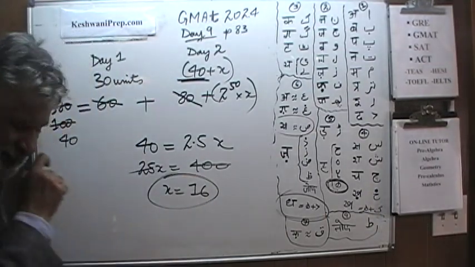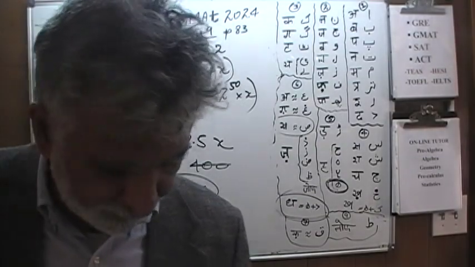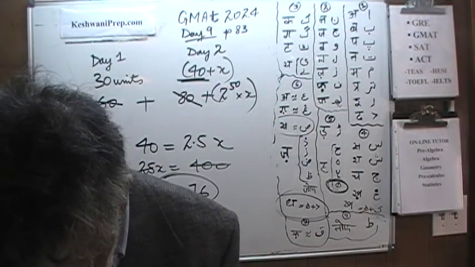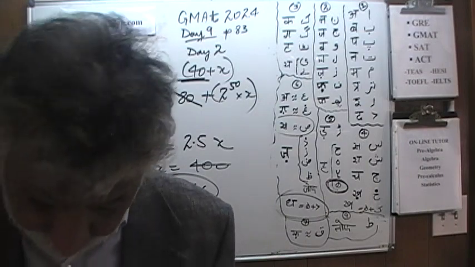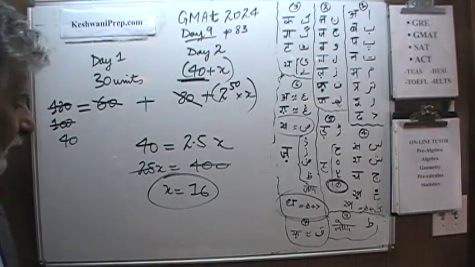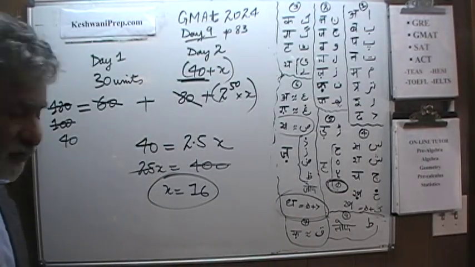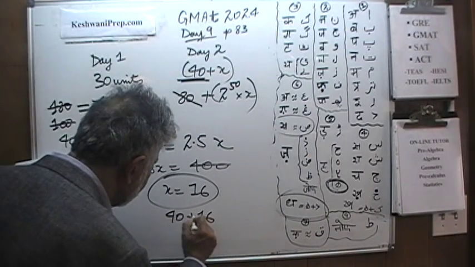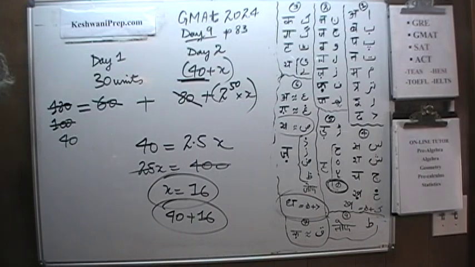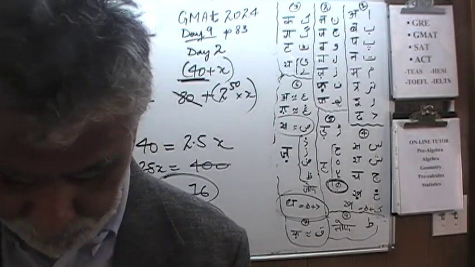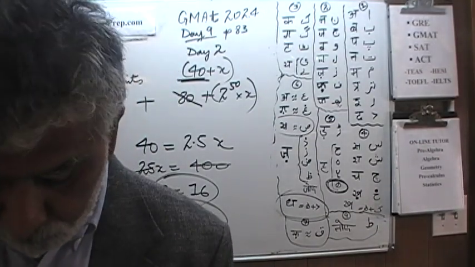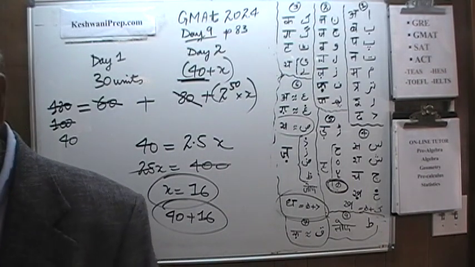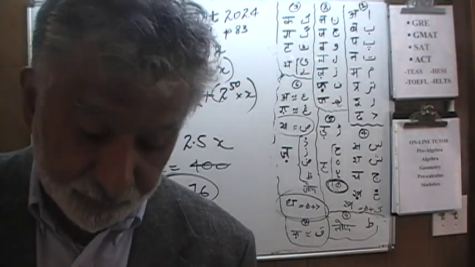But that is not our answer, as I already warned you in the beginning. Let me see if 16 is one of the answer choices. Well, luckily 16 is not one of the answer choices. That is not our answer. Our answer is that on the second day, we must have made 40 plus 16. We made 56 units on the second day. That is the greatest possible number of units we could have made on the second day, given the constraint. The constraint being that we had to make 30 on the first day.